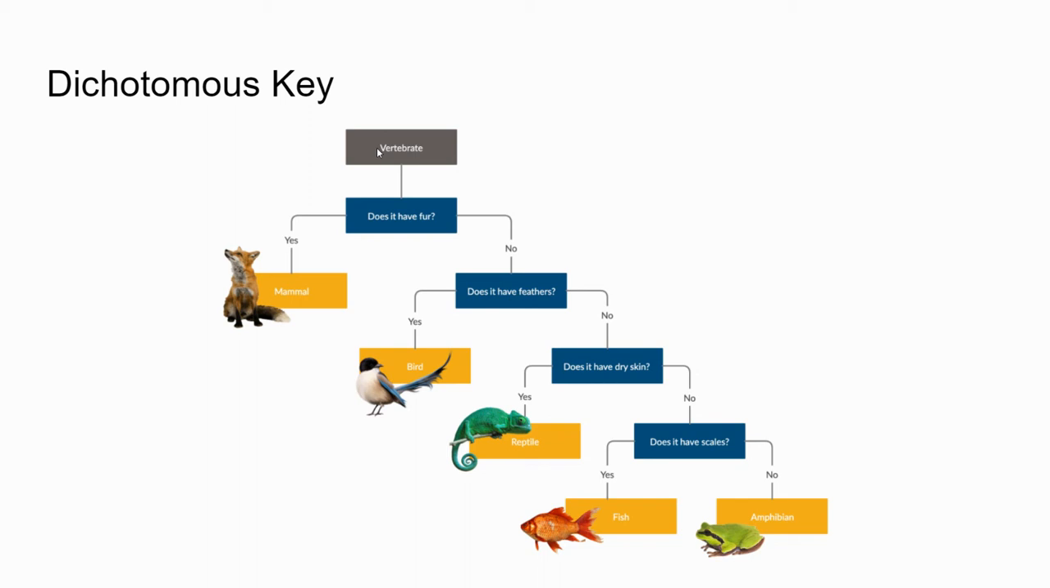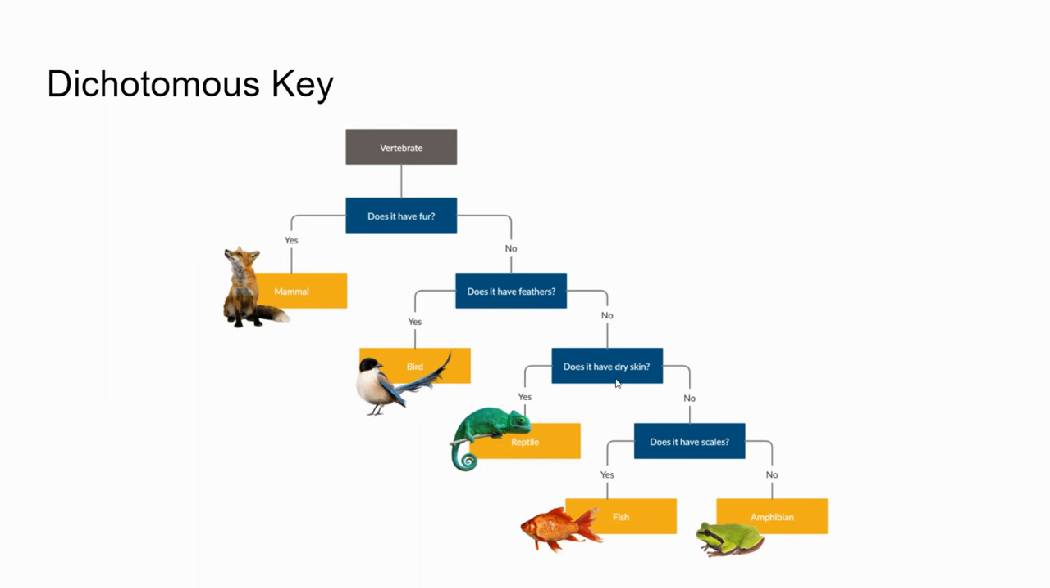and humans belong to the vertebrate group, because of course we have a backbone. So first of all, does it have fur? You look at the physical appearances or physical characteristics of it. If it has fur, then it is a mammal. If not, then you keep moving down. If it has feathers, then it's a bird. If no, you keep moving down again.